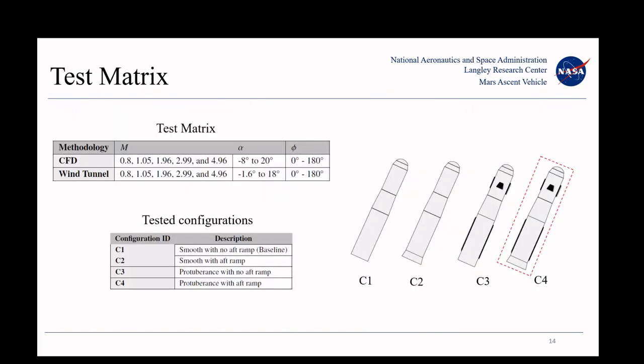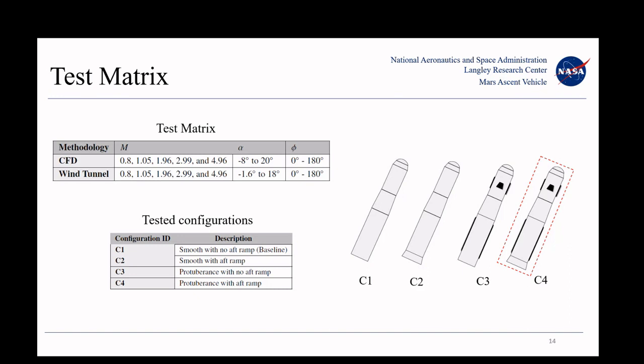Okay, so I'm just going to go over the test matrix. There's more wind tunnel data than there is for CFD, but generally speaking, for comparison, we've got 5 Mach conditions: 0.8, 1.05, 1.96, 2.99, and 4.96. It varies from subsonic, transonic, to low supersonic and obviously high supersonic.